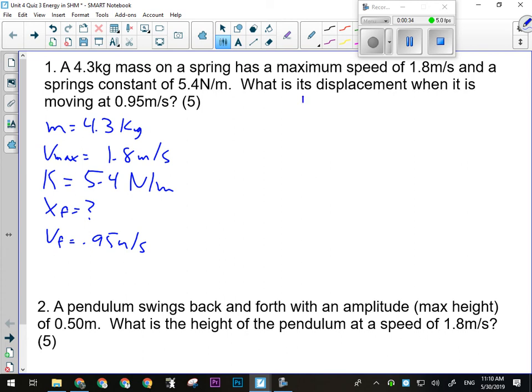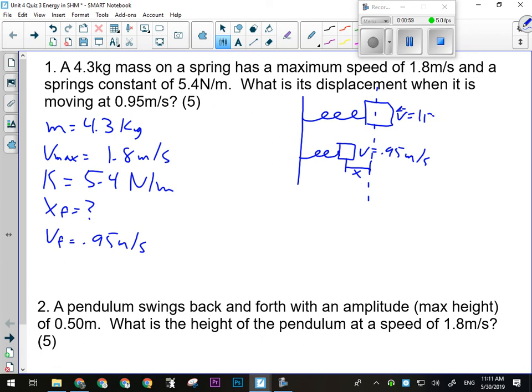So in other words, we know information about when the mass is here at the equilibrium position, but we are looking for its speed when it is here. We're looking for its displacement here when its speed is 0.95 meters per second. We know that the speed here is 1.8 meters per second. All right, that's what we know. If they have something along these lines, give them a mark for givens.